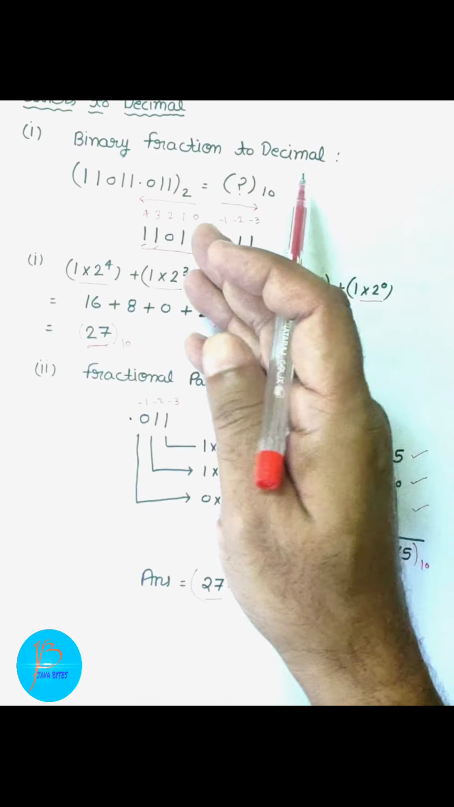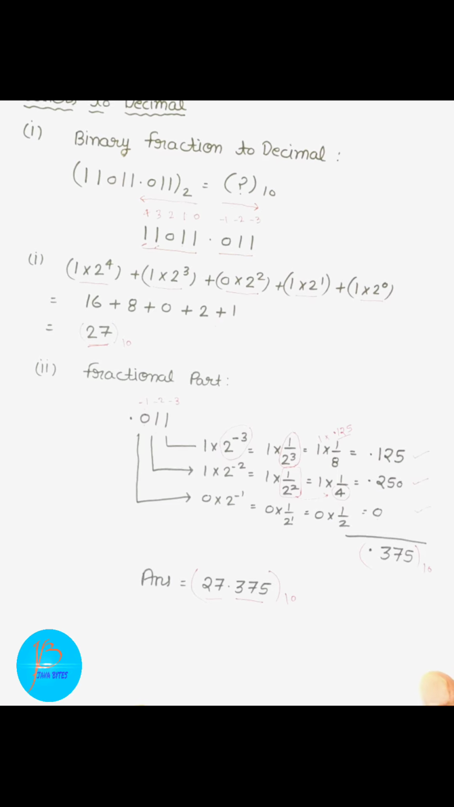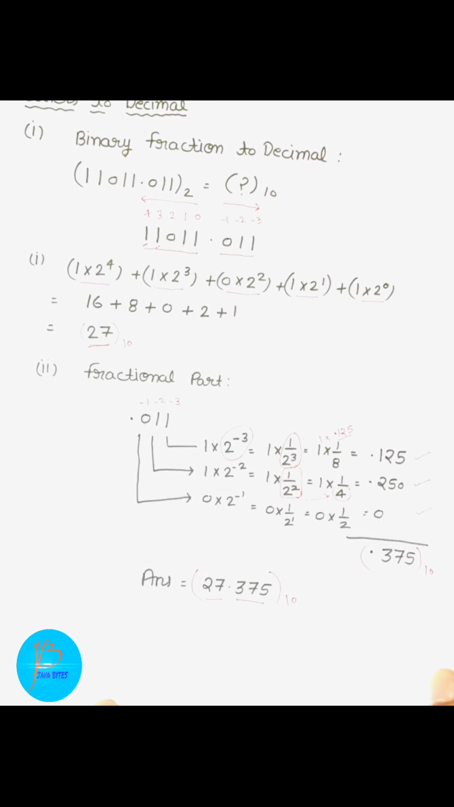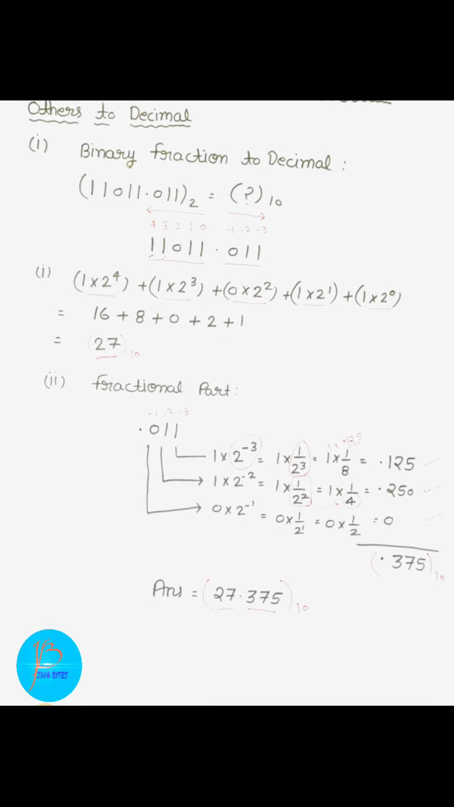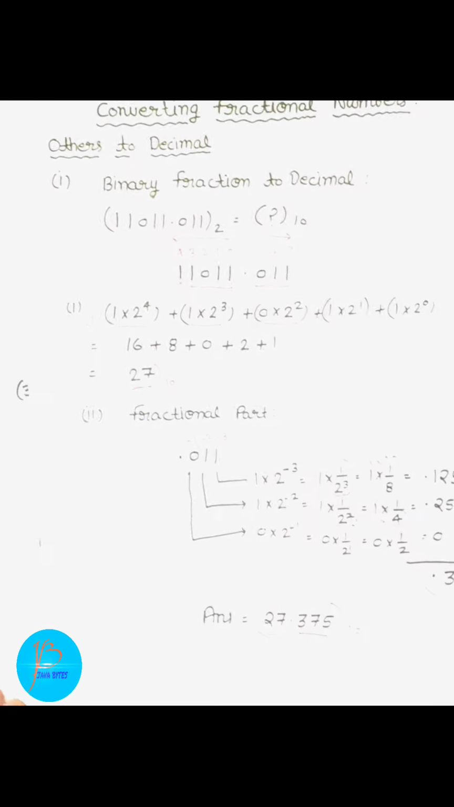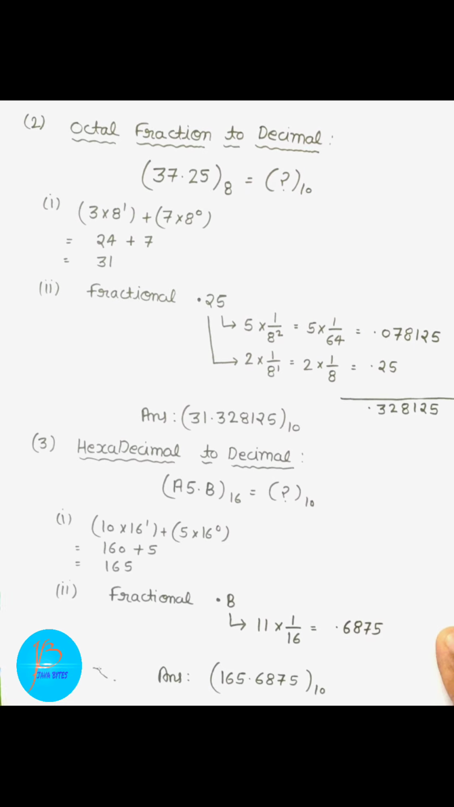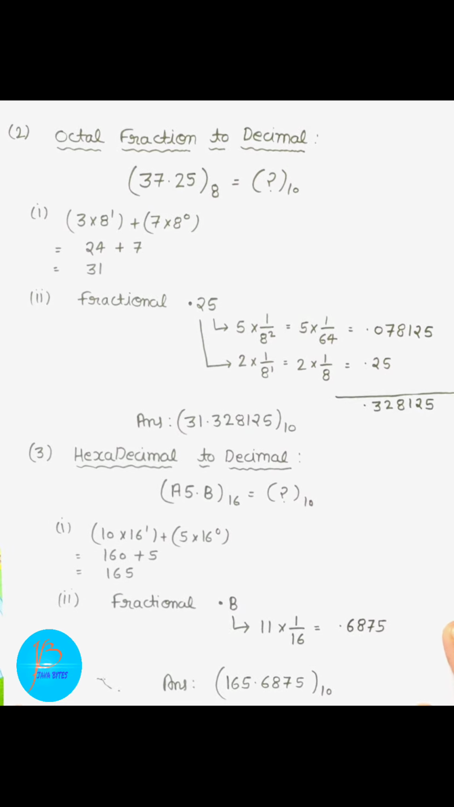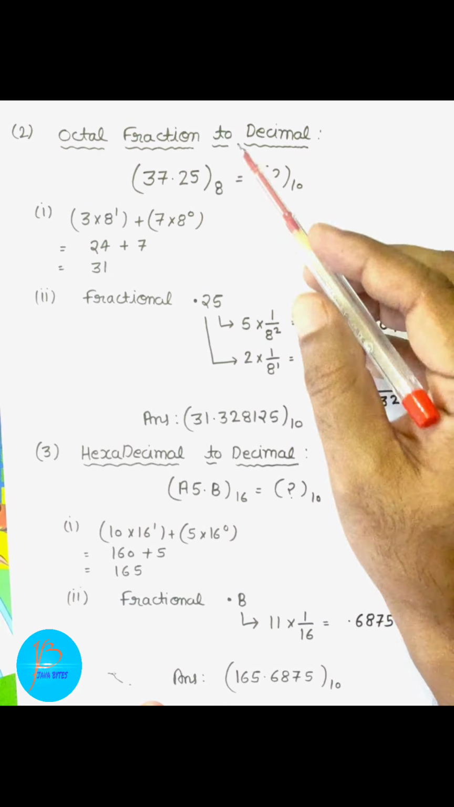Okay children, you have to follow the same logic, the same process, for the other conversion operations also. For example, here we converted the binary number to its decimal equivalent, and now the same thing children we will learn with octal and hexadecimal also. Okay, so now just look at the second example. In the second example children, we are taking one octal fraction to convert to its decimal equivalent.